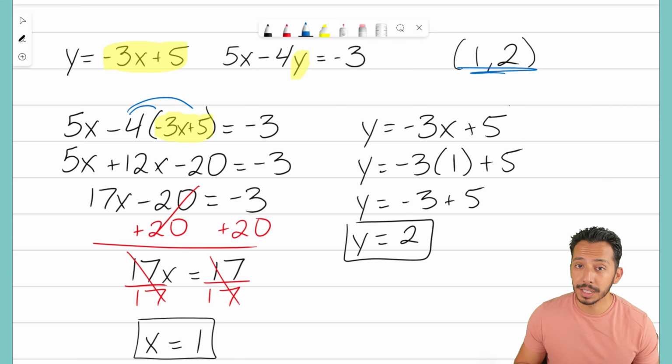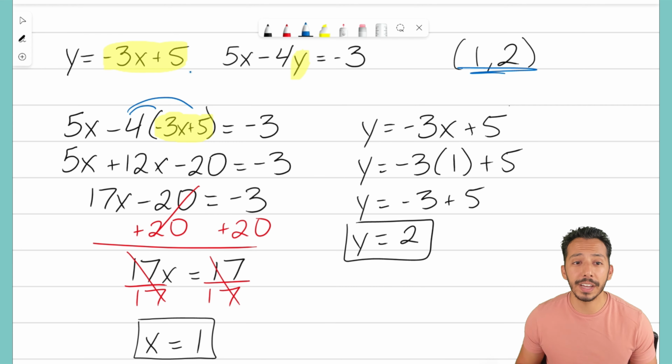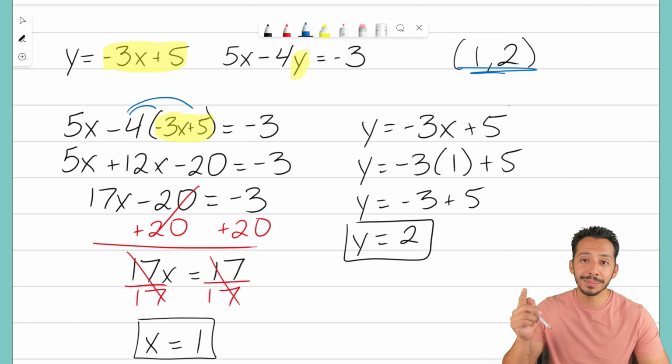You only use it when you have an equation where one variable is already isolated. Y equaled negative 3x plus 5. So we substituted that into the other equation's y. We solve for x, we solve for y, we have our point.